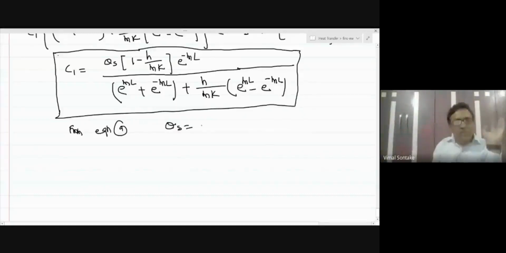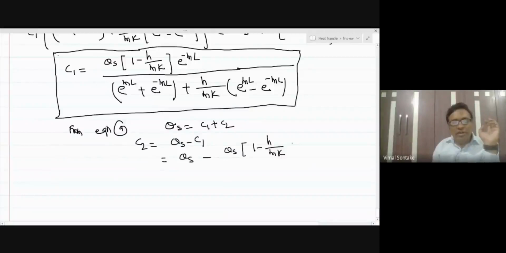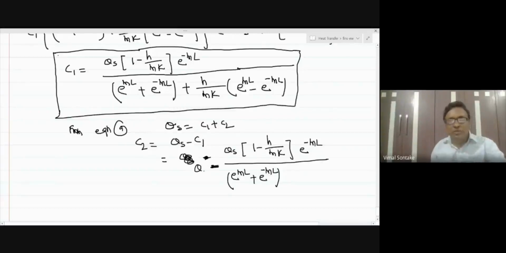Theta S is equal to C1 plus C2. So C2 can be written as theta S minus C1. Let us put the value of C1 here: theta S minus theta S times 1 minus h over mk e to the power minus ml, over e to the power ml plus e to the power minus ml. Please write it in this fashion, otherwise you will get confused. Let me write it in a proper manner. This creates a lot of mistakes.